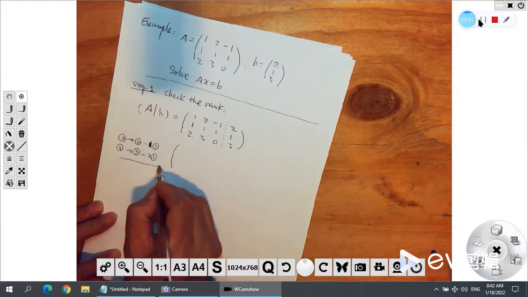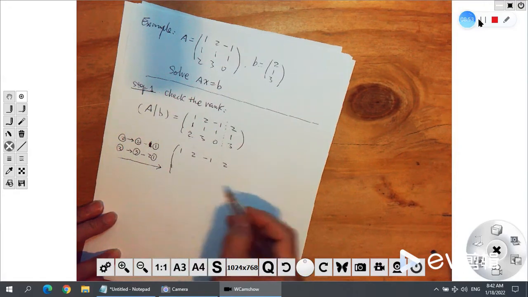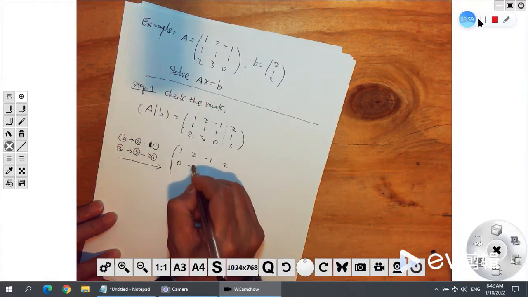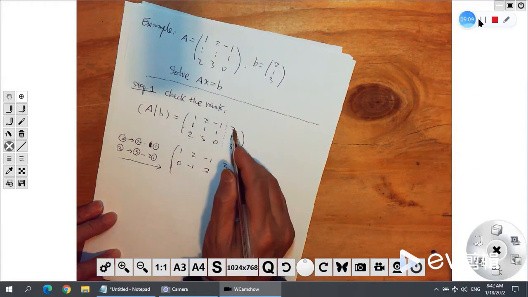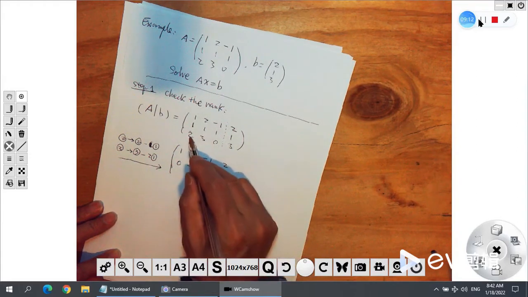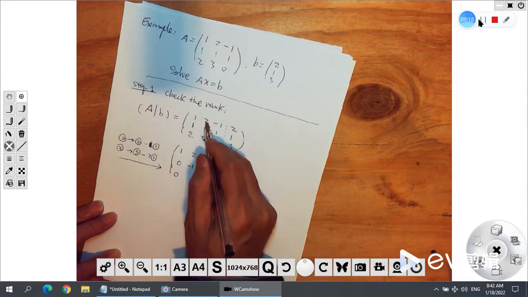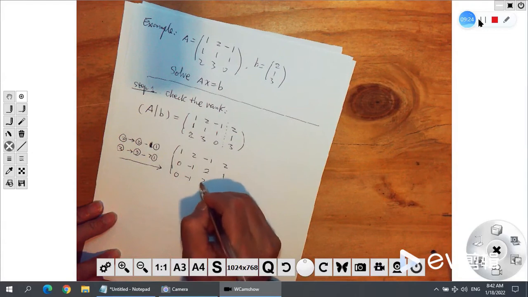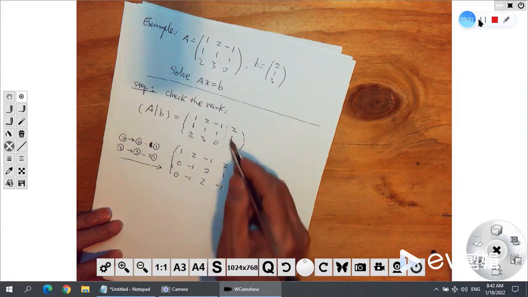Okay, this gives us, I keep the first row, and the second row is second minus first, so 1 minus 1, 0, 1 minus negative 2, I get 2, am I good, yeah, and 1 minus 2, I get negative 1. And this third one minus 1 times 2, so 2 minus 2, I get 0. 3 minus 4, I get negative 1. 0 minus negative 2 is 2. And the last, 1 minus 2, sorry, it's negative 1.